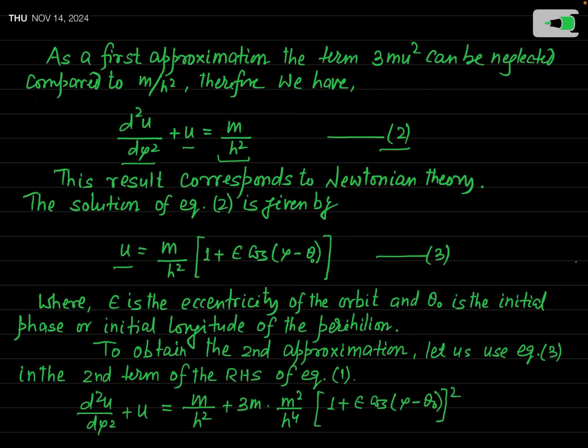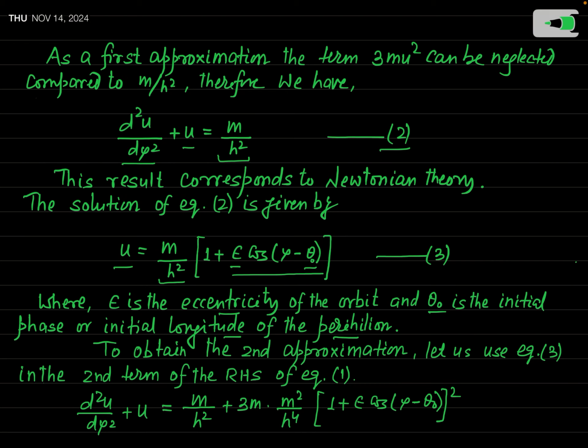This is given as u equal to m over h square times 1 plus epsilon cosine of phi minus theta naught. In this equation, epsilon and theta naught are constants. Epsilon is known as the eccentricity of the orbit, and theta naught is known as the initial phase, also called the initial longitude of the perihelion. When you say perihelion, that means the position of the planet when it is closest to the sun. So this theta naught is the measure of the initial longitude of the perihelion, or it is also called the initial phase.